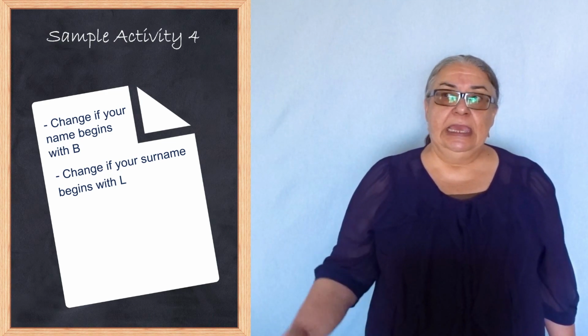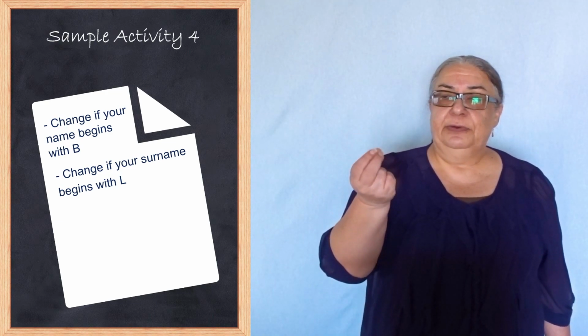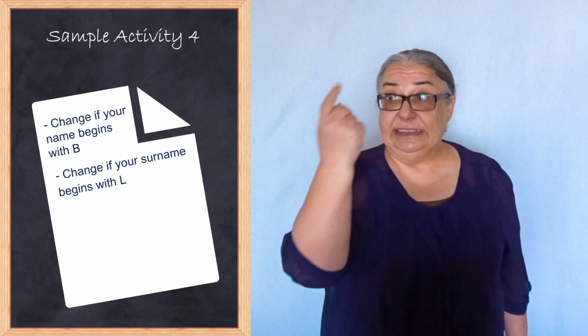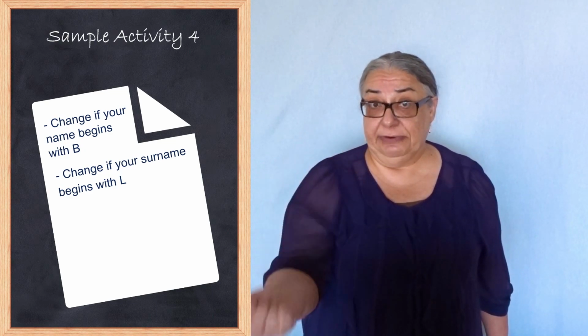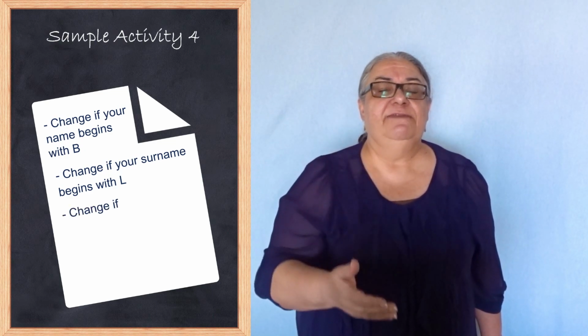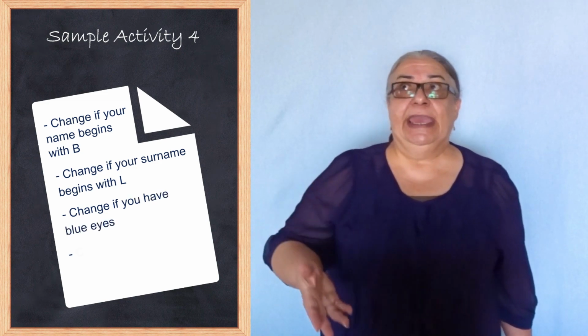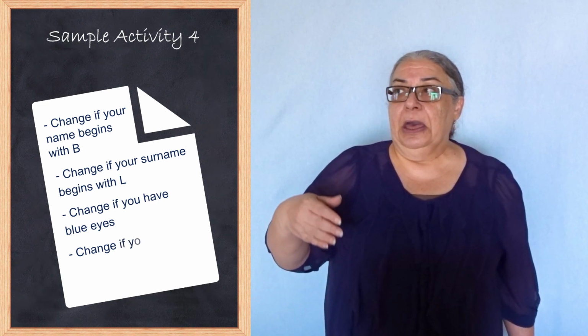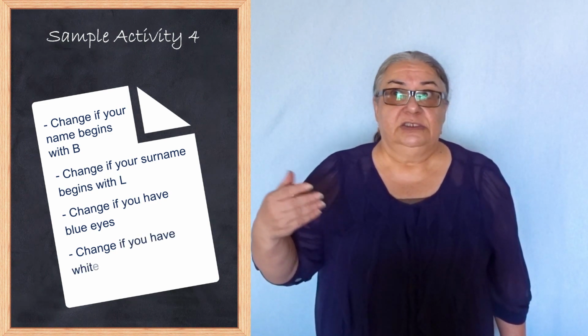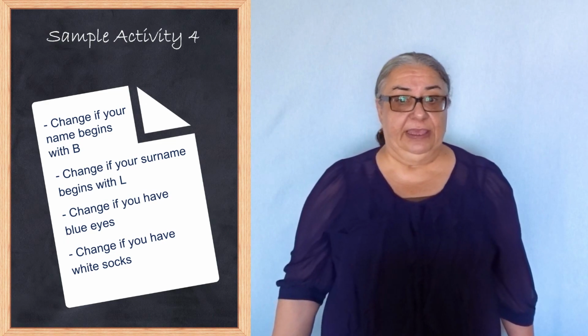Or you can use a kind of fact that you can easily see and check whether it's correct or not. Change if you have blue eyes. Okay? Change if you have white socks. That kind of thing. Okay?